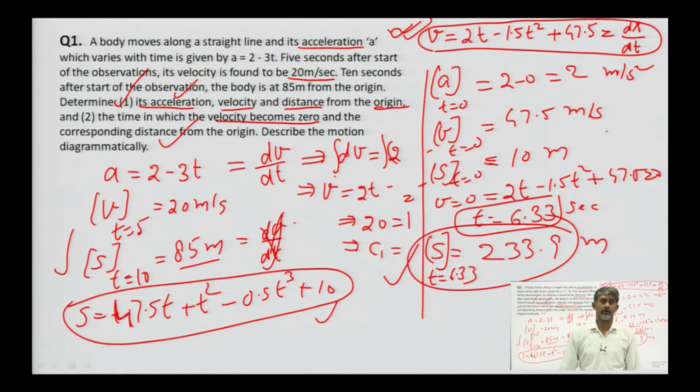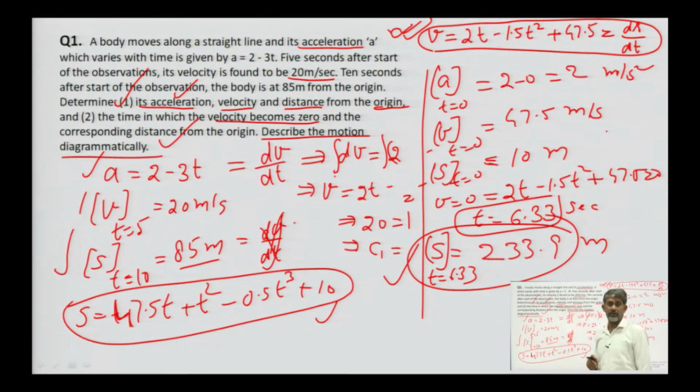So, this is the procedure of getting the values in case of rectilinear motion with varying acceleration. A set of these equations is available to us. And with the help of these boundary conditions, we get the constants, and by integrating we get the results. Last one thing is to describe the motion diagrammatically.